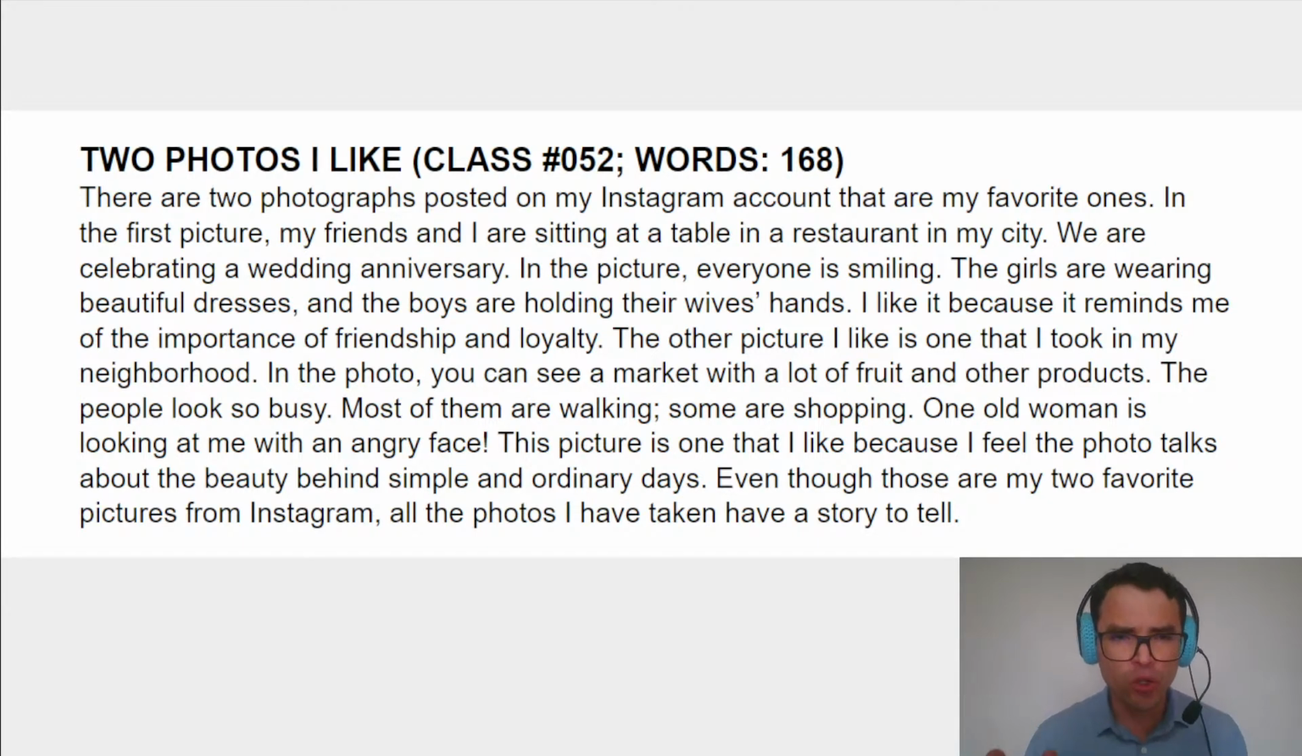There are 2 photographs posted on my Instagram account that are my favorite ones. In the first picture, my friends and I are sitting at a table in a restaurant in my city.